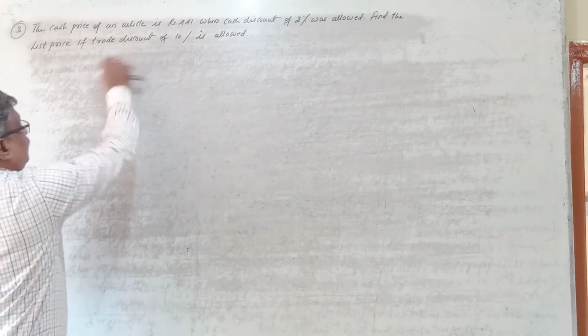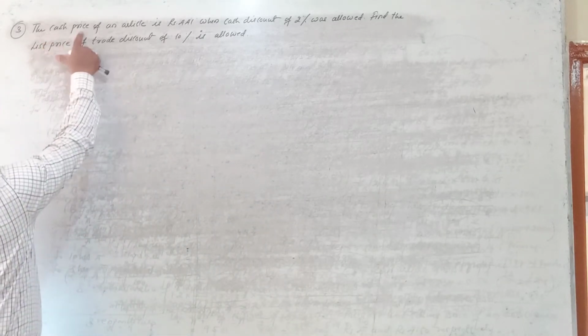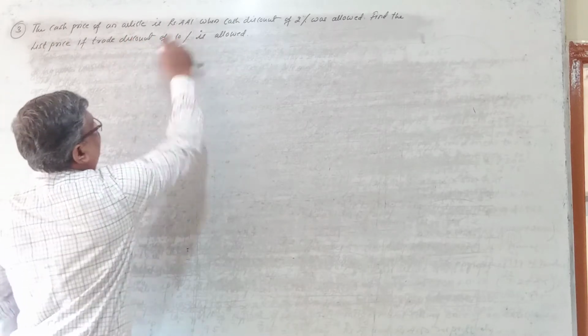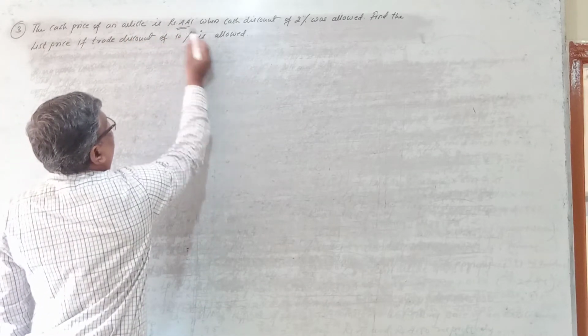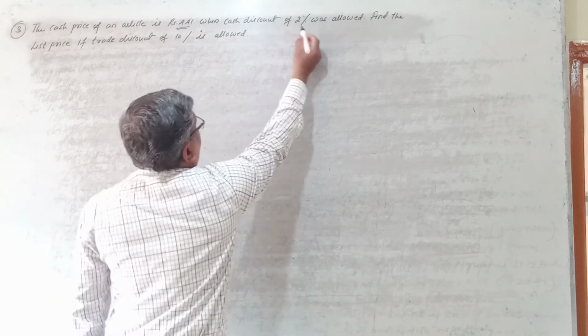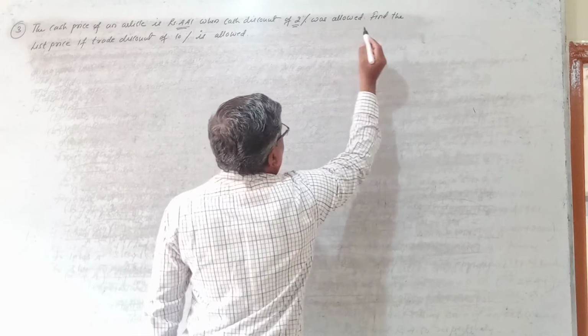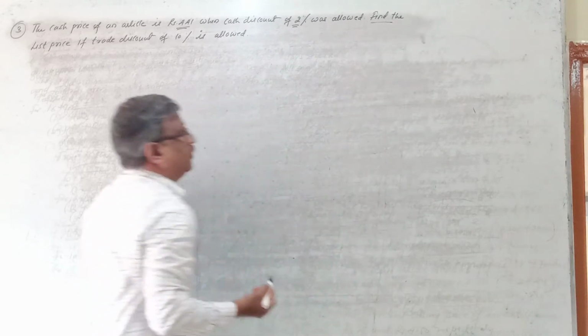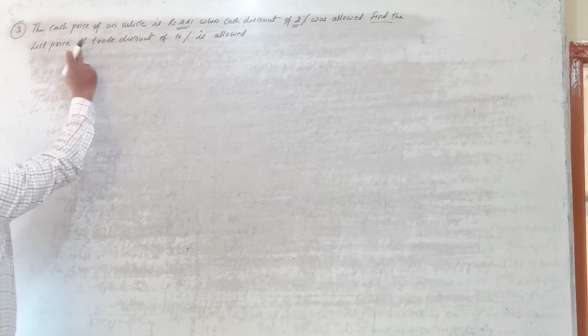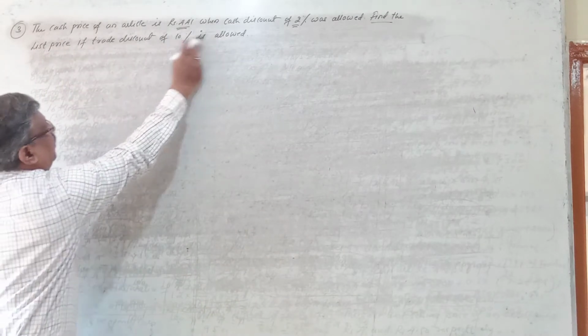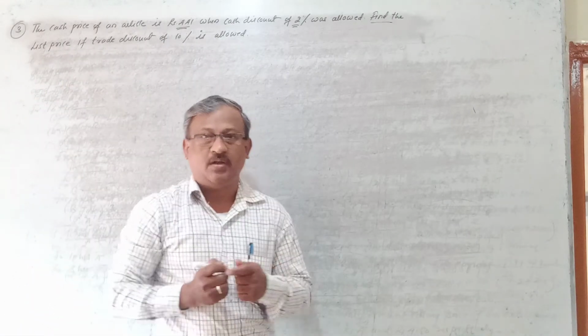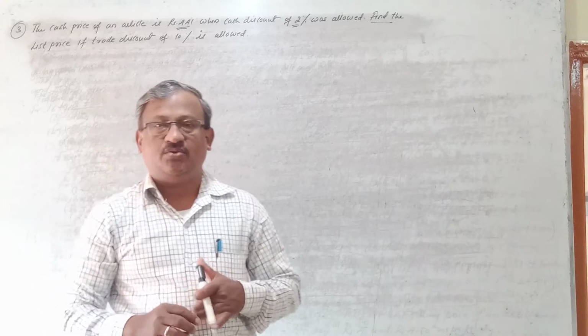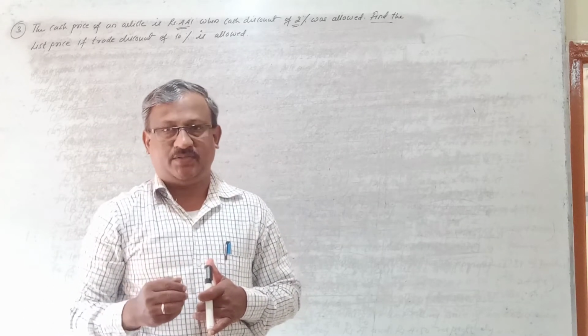Problem number 3: the cash price of an article is rupees 441 when a cash discount of 2% was allowed. The question is, find the list price if a trade discount of 10% is allowed. Right? What they are asking here is to calculate the list price.